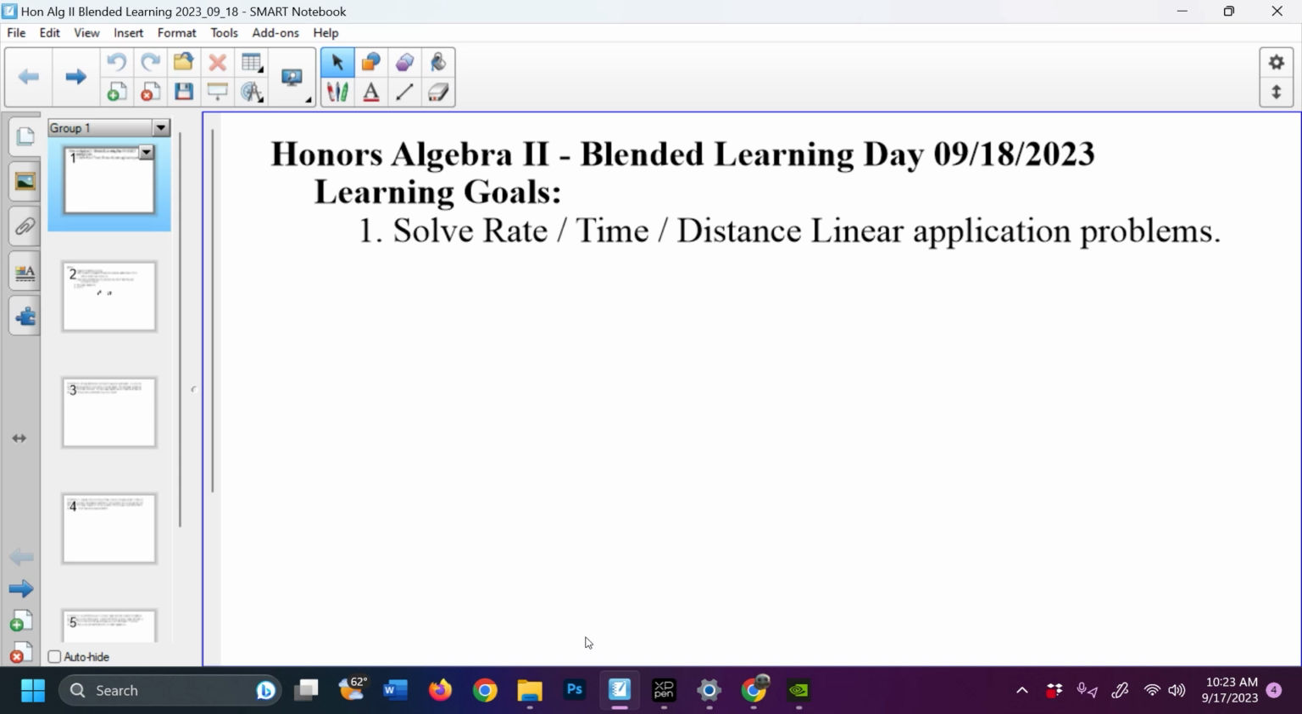Okay, good day. This is Honors Algebra 2 Blended Learning Day for September 18th, 2023. The learning goal for today is to solve rate, time, and distance linear application problems.